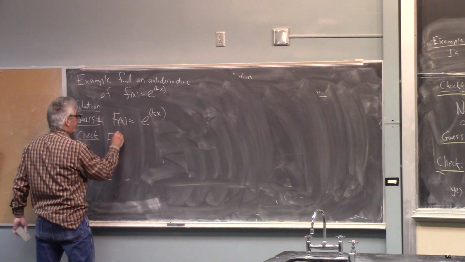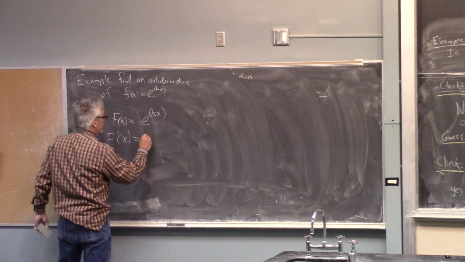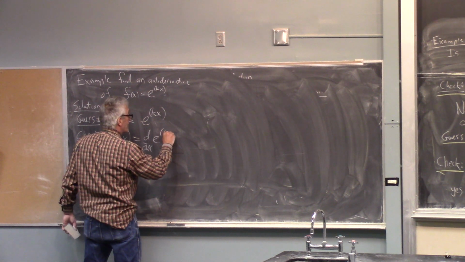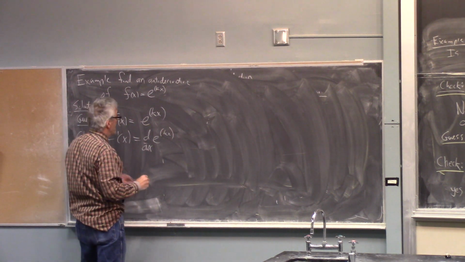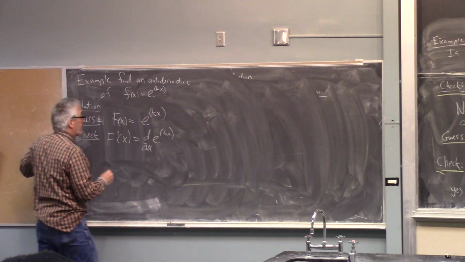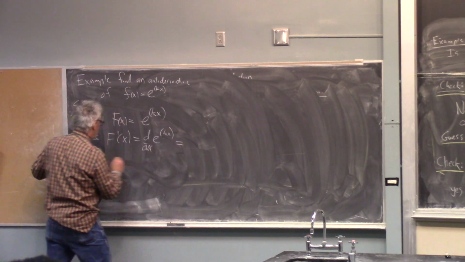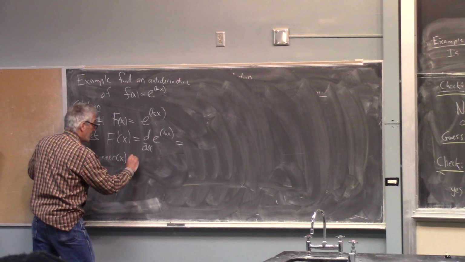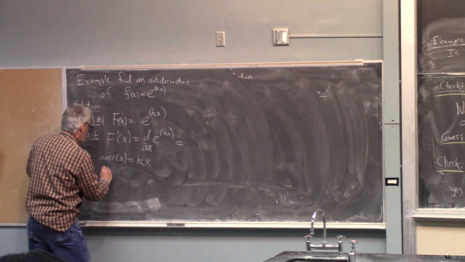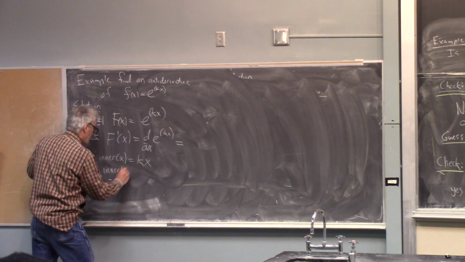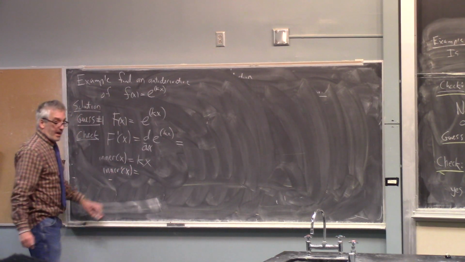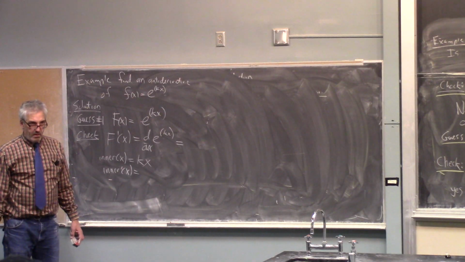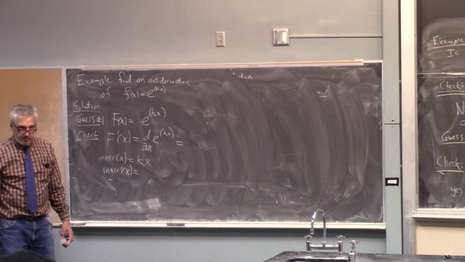Well, capital F prime of x is the derivative of e to the kx. Now that's going to be a chain rule problem. So my inner function of x is kx. So what's my inner prime? What's the derivative of kx? Like, for instance, what's the derivative of 5x? 5. So the derivative of kx is k.